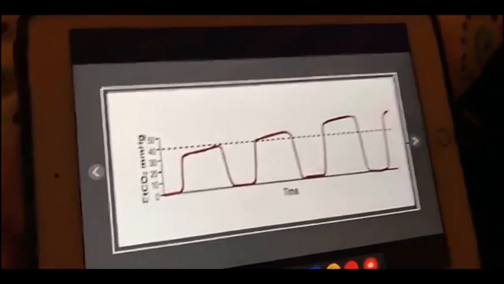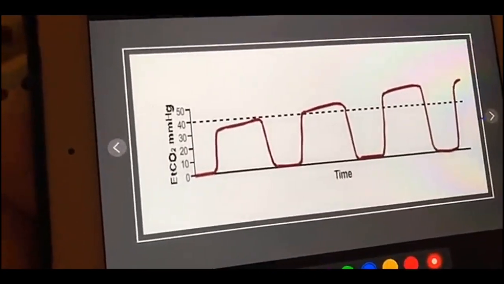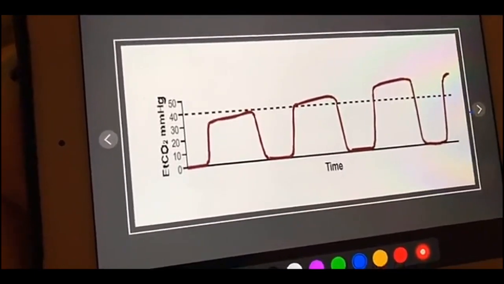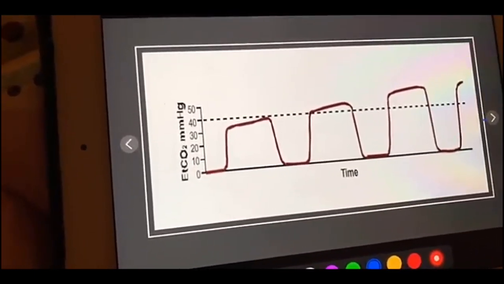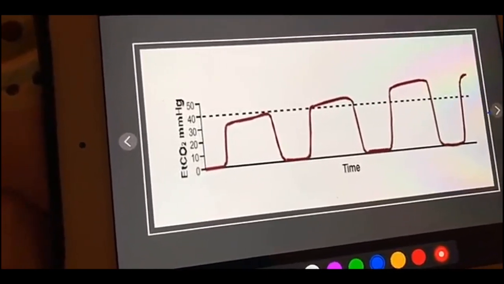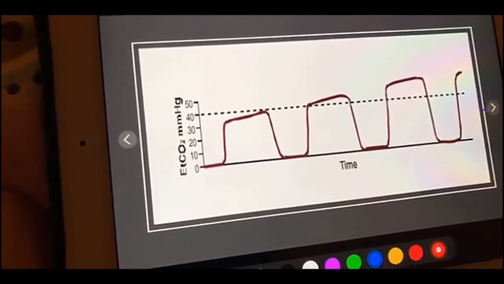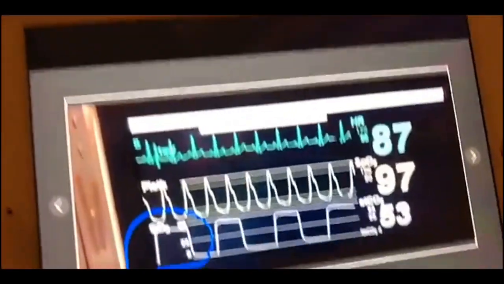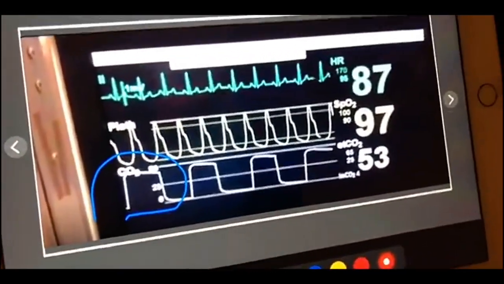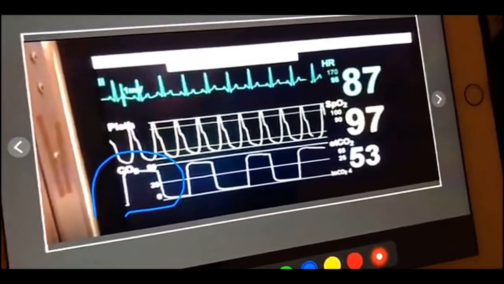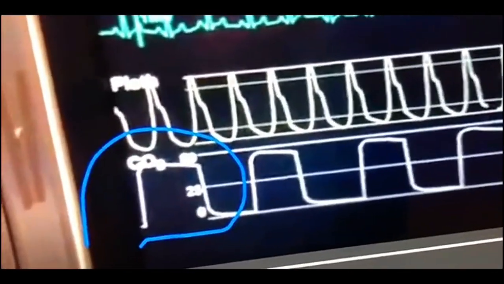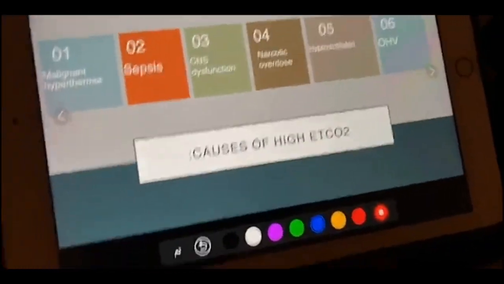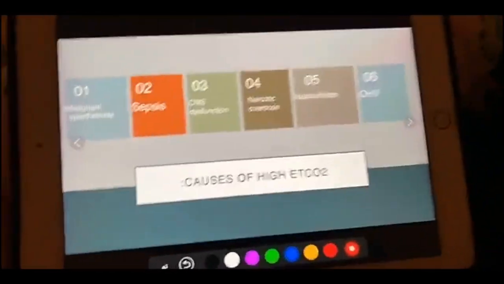So in this capnogram, we can see a gradual increase in the end tidal CO2 level. Basically there is a buildup of CO2 as a result of insufficient elimination of carbon dioxide, regardless of the cause. Here we can see a normal monitoring screen with a high end tidal CO2 level. We can see how large this waveform is. There are a lot of causes that result in a high end tidal CO2 level, but I mention only a few of them.